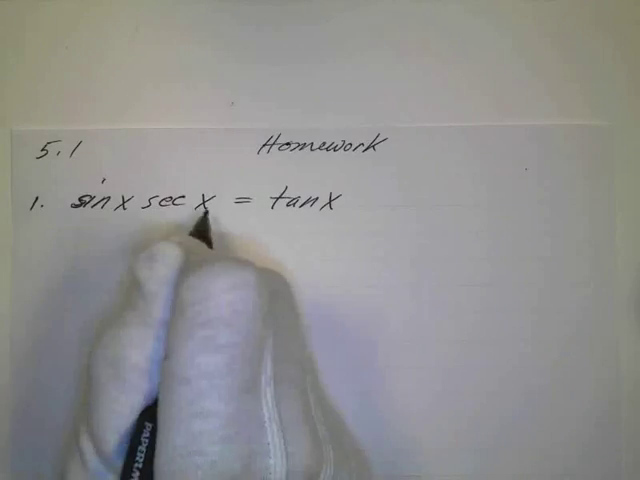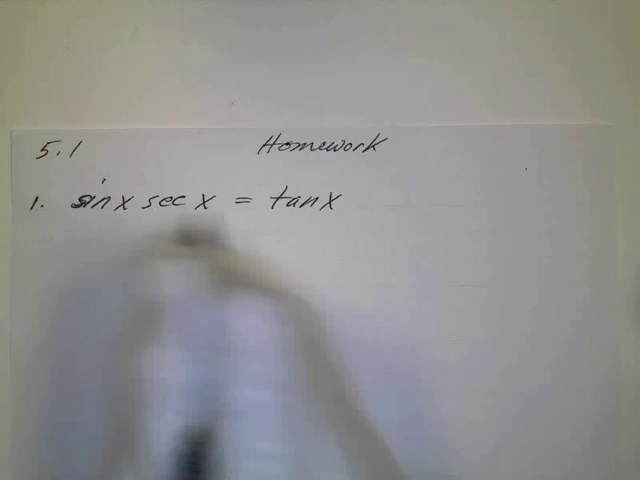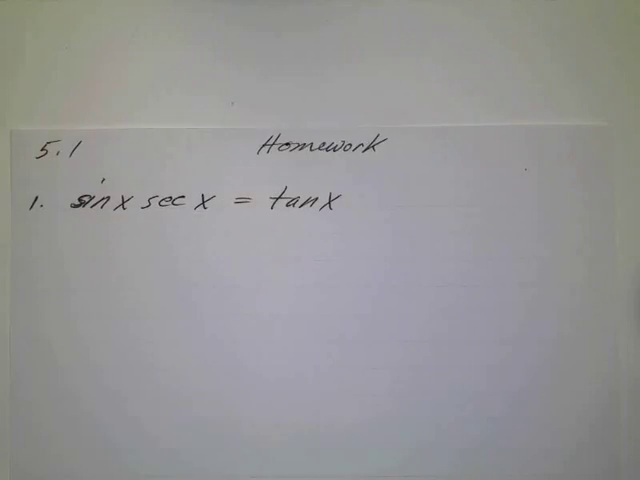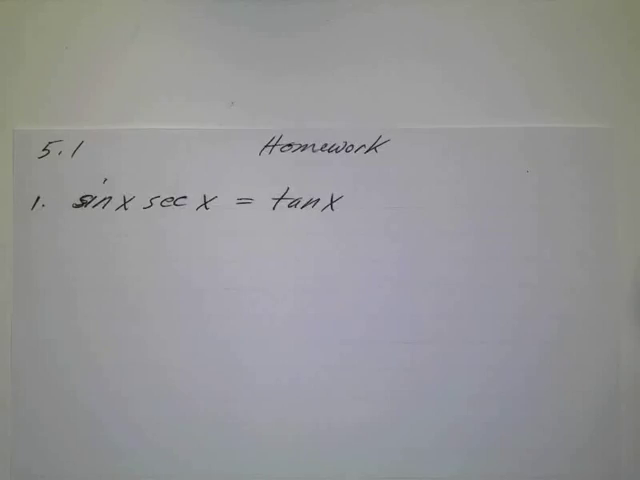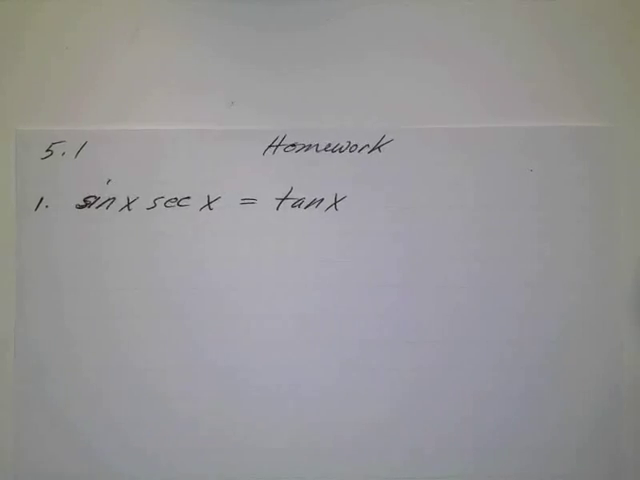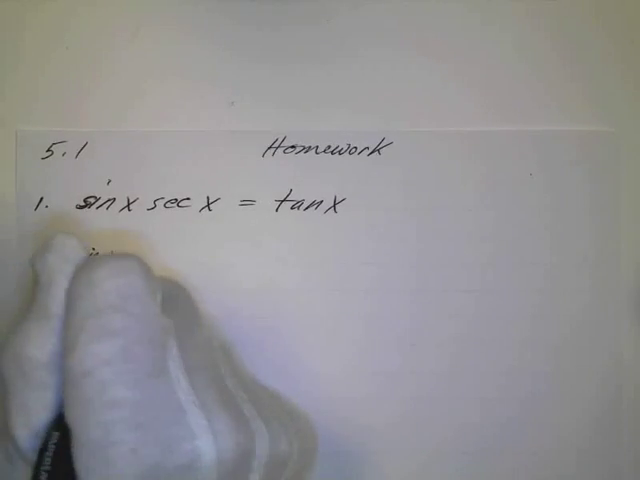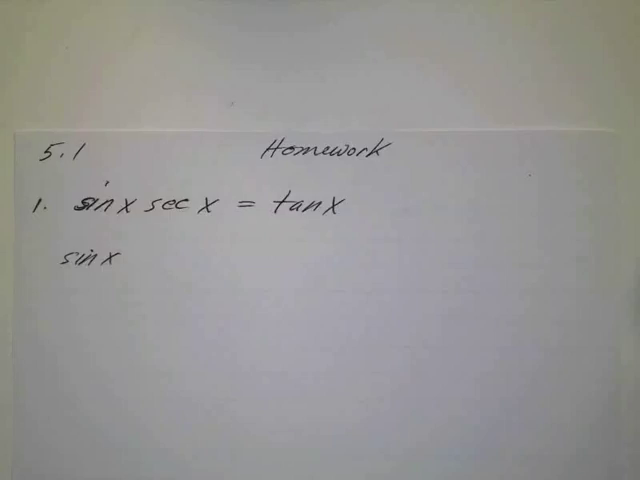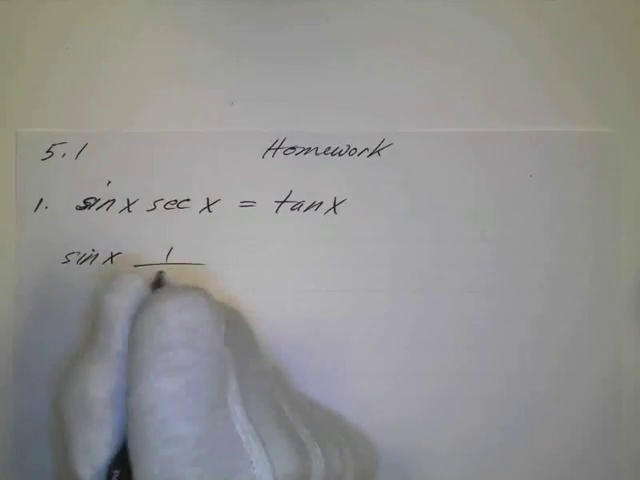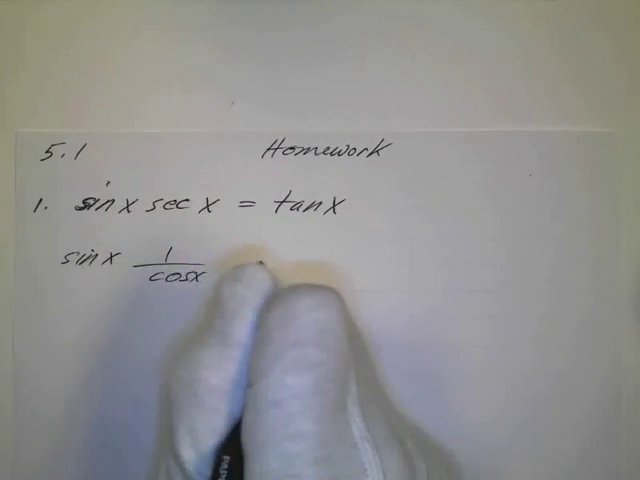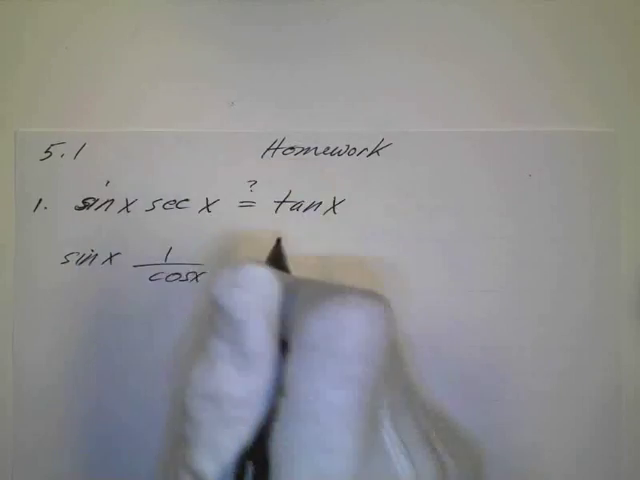And what we can do first of all is we want to get the left side to look like the right side. So remember, the first technique was to get everything to look like the cosine or sine. Put everything in terms of the sine or cosine. So this is already in terms of the sine, so I'll write sine of x. And the secant is the same thing as what? The secant is 1 over the cosine of x.